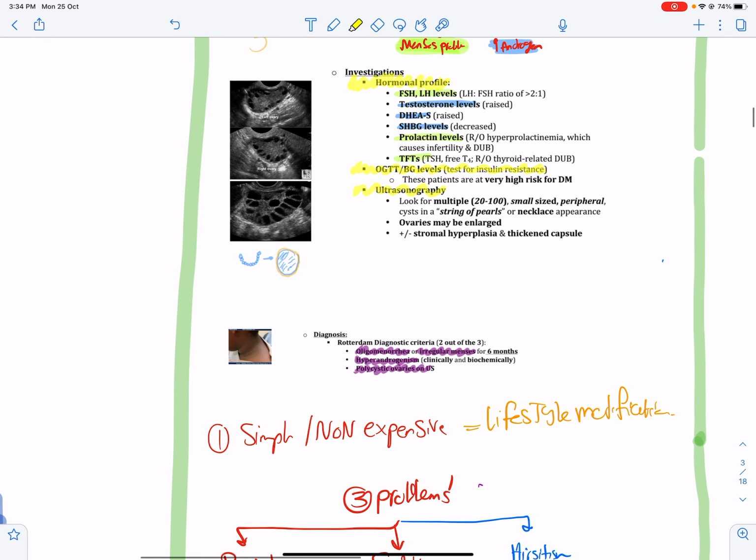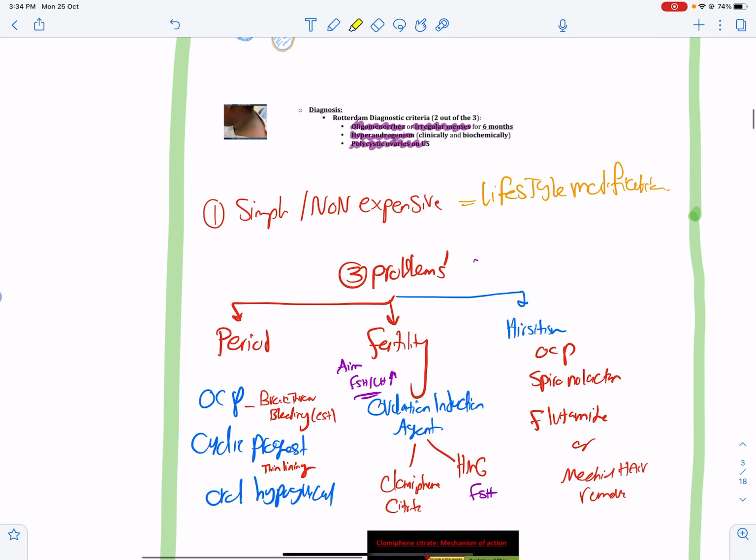Now, for the diagnosis, you have to have two of three criteria: oligomenorrhea, or hyperandrogenism, or polycystic ovaries on the ultrasound. Now, oligomenorrhea should be 6 months. And then how you can treat the patient: first, you start with lifestyle modification, like weight loss and a good diet for the diabetes and all of this. And then you will also do exercising.